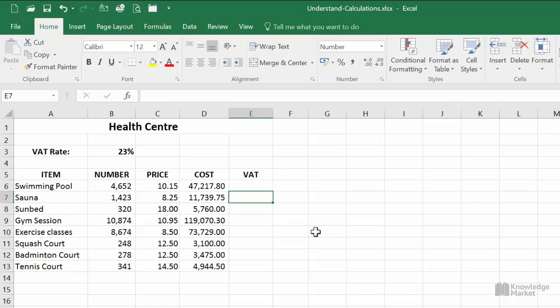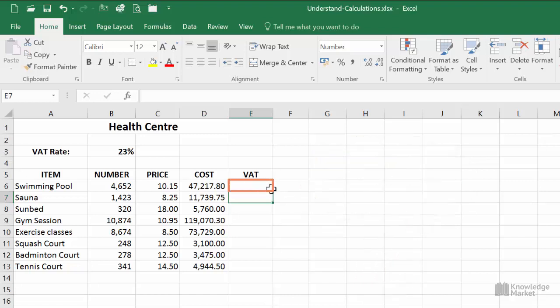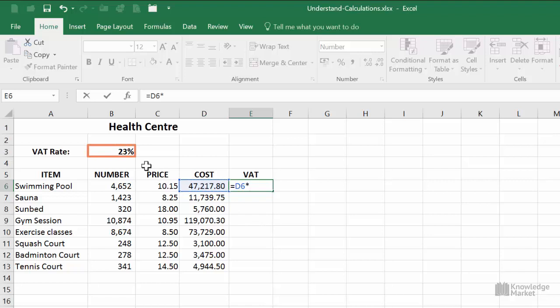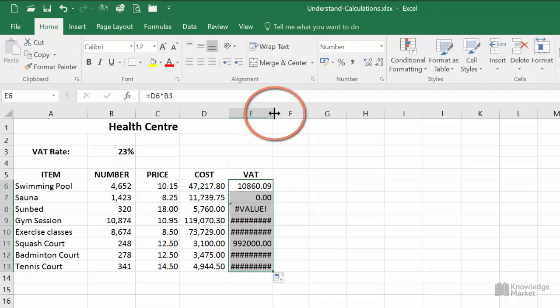Next, we want to work out the VAT, which is the cost multiplied by 23%. Let's click on cell E6. 23% is contained in cell B3, and by the way, it doesn't matter whether it's written the way it is in B3 or whether it's written as 0.23. Excel sees it as the same. Type in equals, click on D6, the first cost, multiplied by B3, the VAT. Click on the tick to accept it, fill handle down, and widen that column.